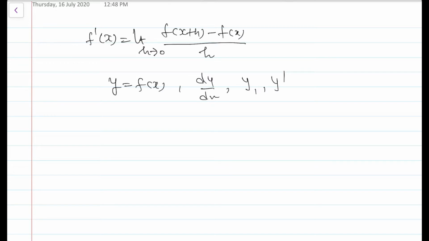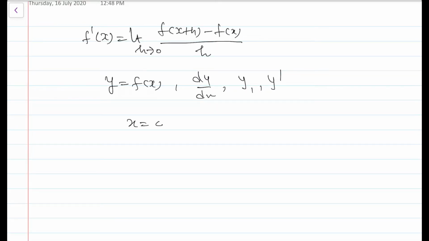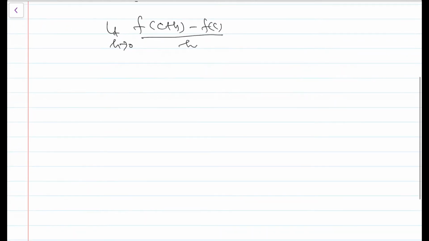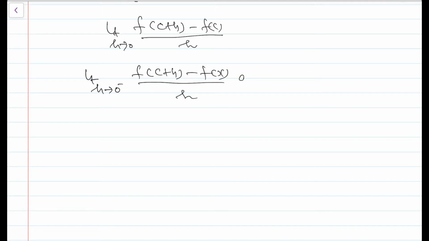At any point x is equal to c, the function will be differentiable when the limit h tends to 0 of f(c plus h) minus f(c) divided by h exists and is finite. That is, at x equal to c, the left limit and the right limit should be equal. That is, limit h tends to 0 minus, that is the left limit, f(c plus h) minus f(c) divided by h, and limit h tends to 0 plus, that is the right limit, f(c plus h) minus f(c) divided by h should be equal, and both these values should be finite.